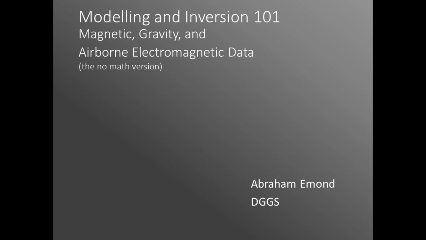So, modeling inversion 101, applied to magnetic, gravity, and airborne electromagnetic data. My motivation for this is that pretty soon we're going to see these awesome examples, and there will probably be some modeling examples of the data. So I just wanted to give a quick background. This is by no means an extensive discussion.